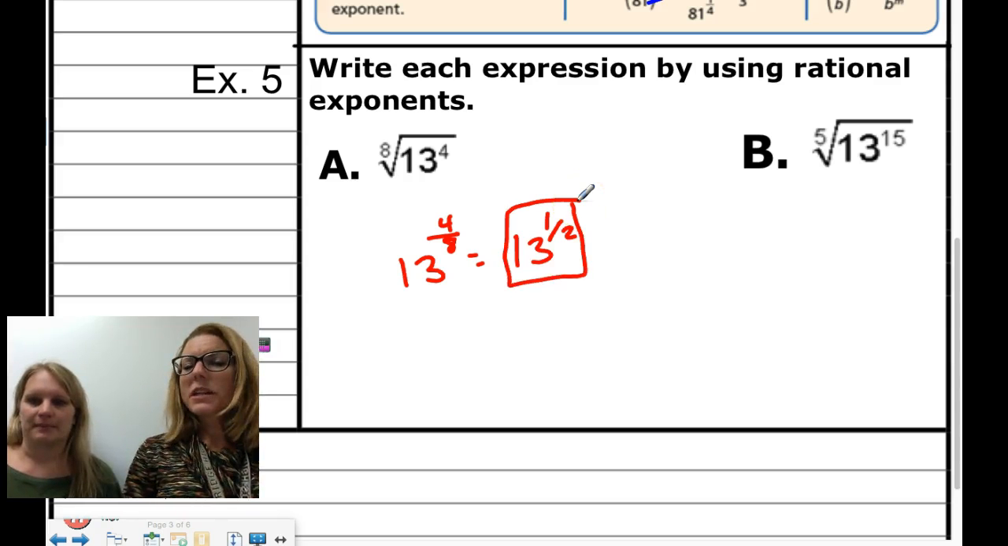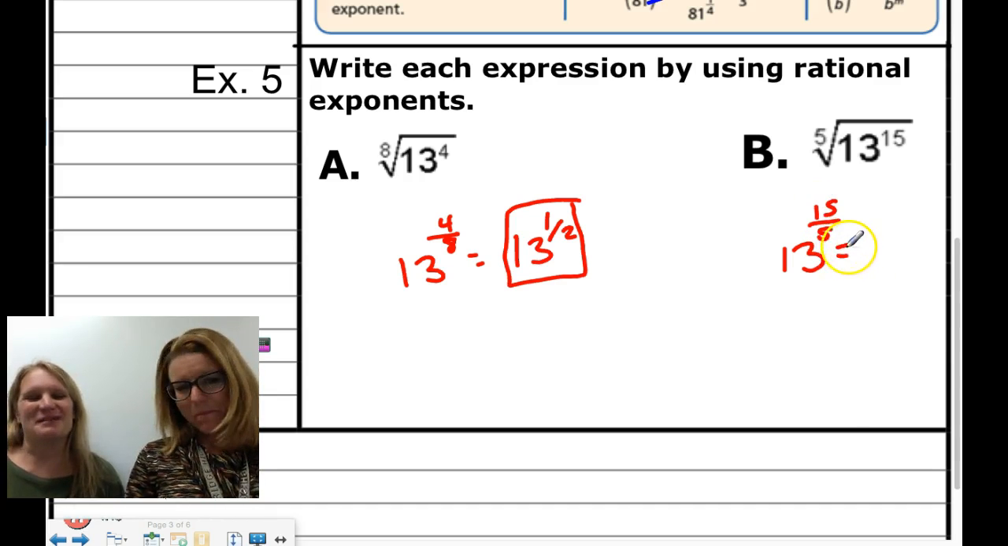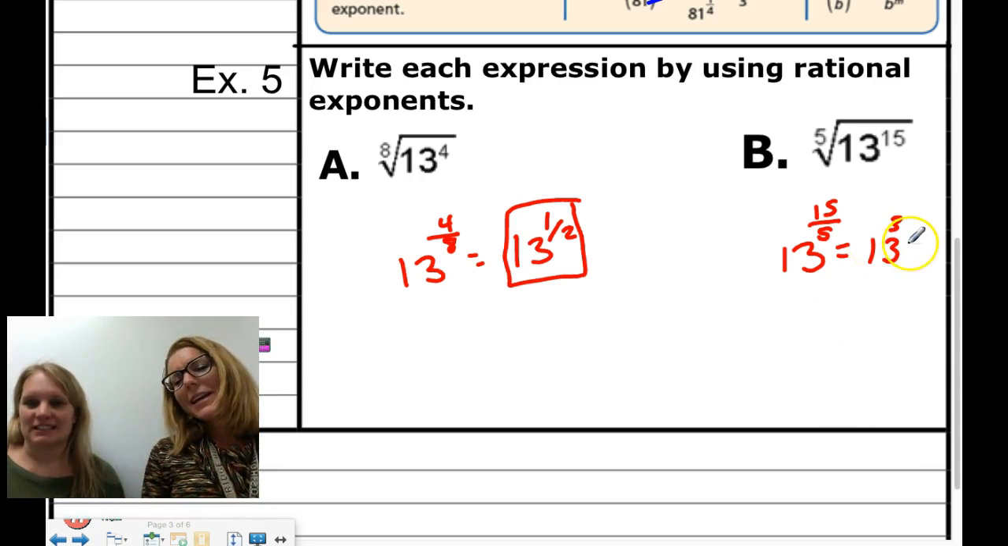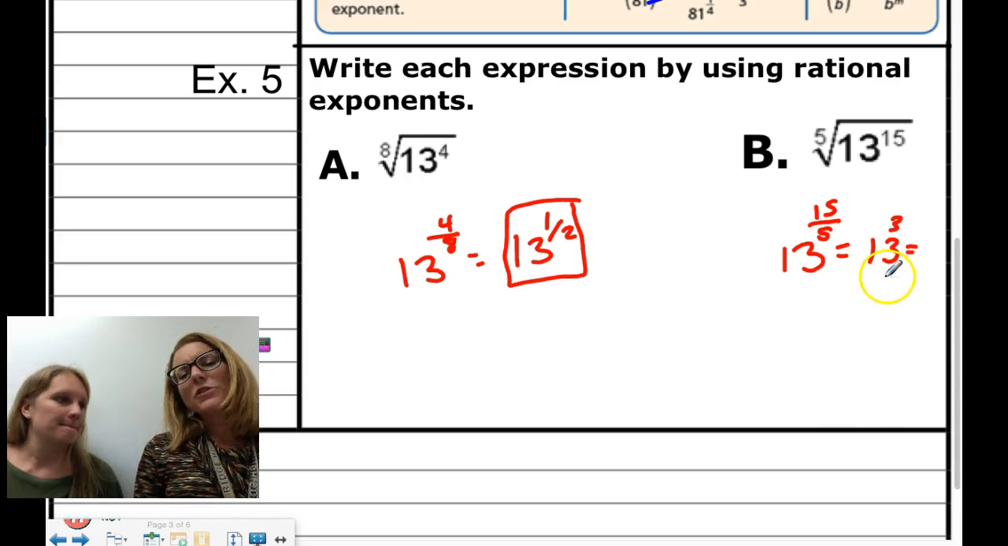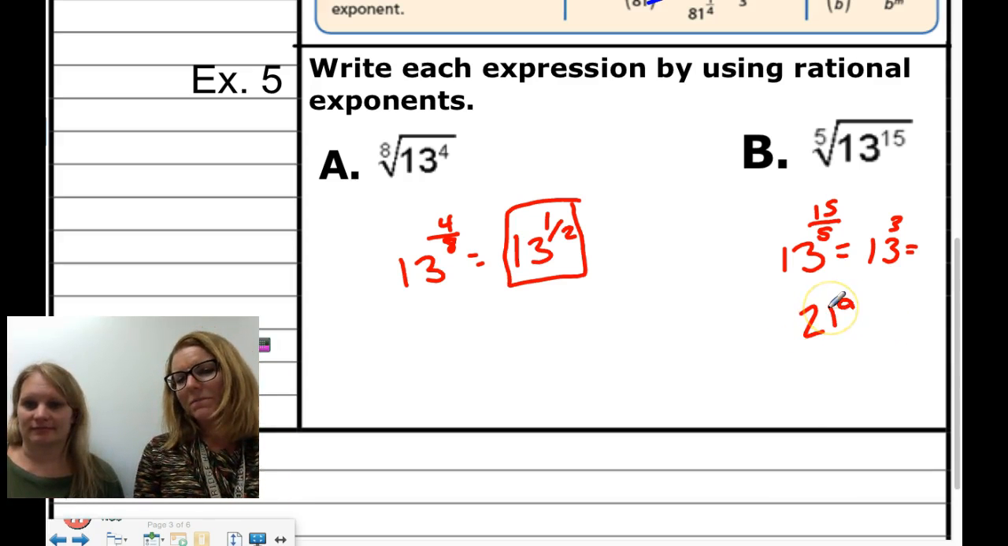Perfect. Let's try the next one. All right, so 13 is our big number. This is our base, sorry, not the denominator, our base. And then 15 divided by 5 is 3. It says use rational exponents, but you can really simplify that. 13 to the third is 2197. Great.